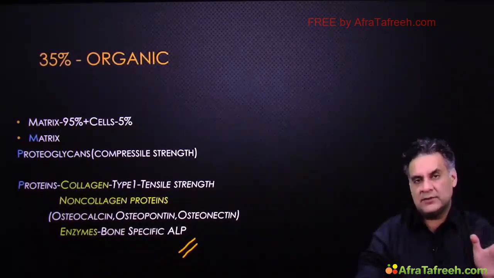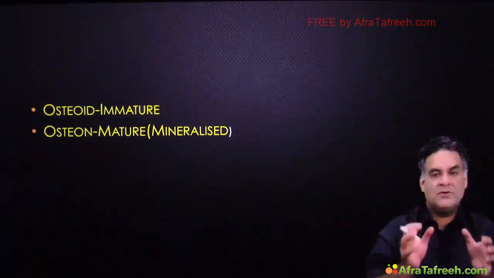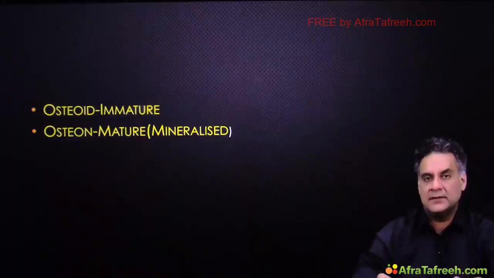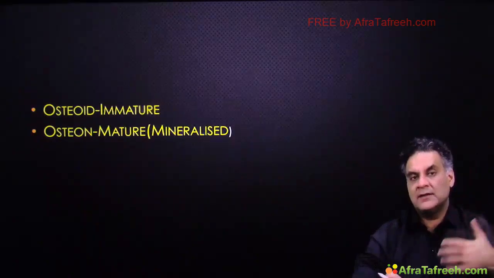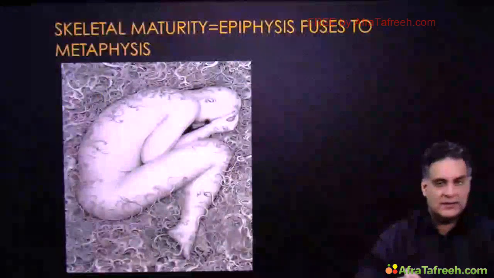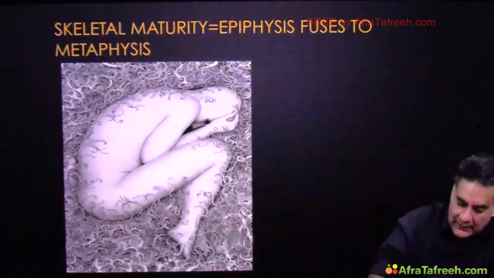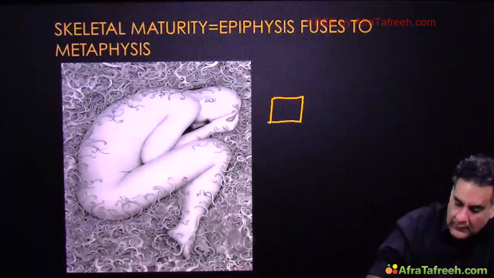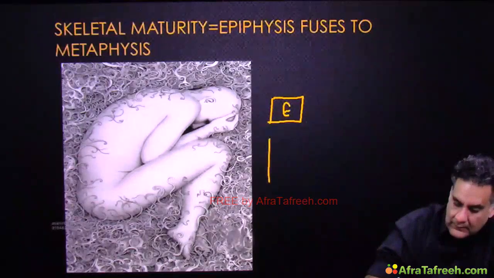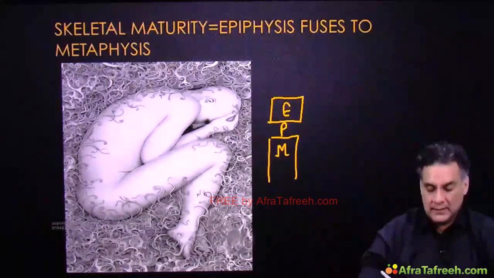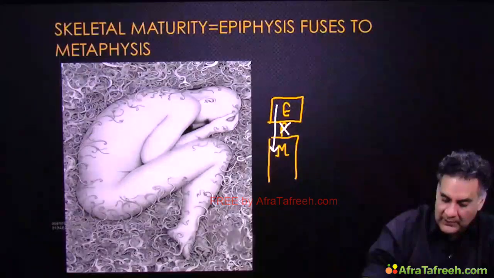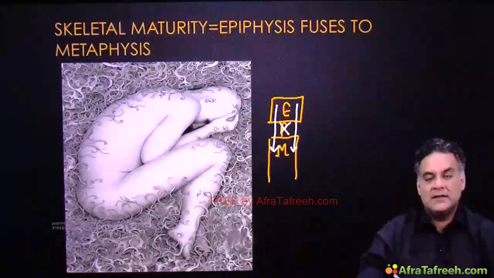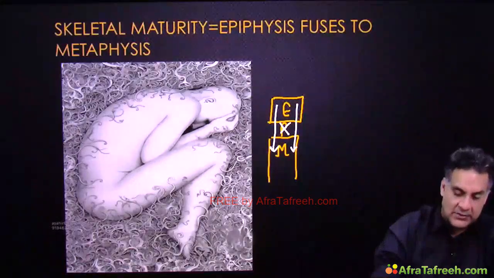Another thing that you should remember, when you have an immature bone, it's called osteoid, and the mature bone is called osteon. It's also called the mineralized bone. You look at this image, when we look at the epiphysis, the physis, and the metaphysis. The age at which the physis disappears and the epiphysis fuses with the metaphysis is called the age of skeletal maturity.